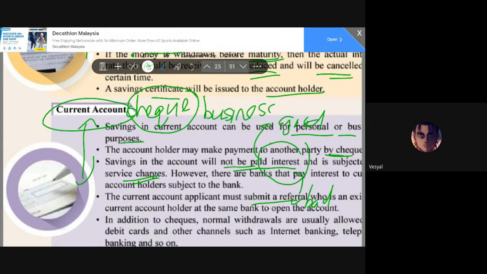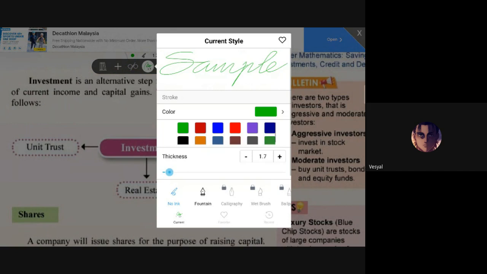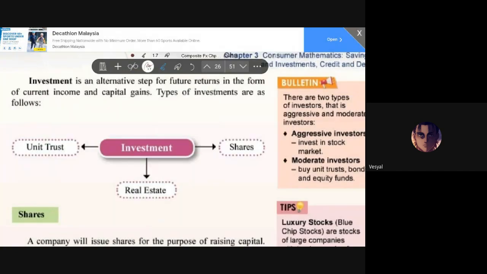This one is done already, this page. Wow, good, not bad. So next one we go. Wow, got love sign some more. Next one is, let's see, investment.